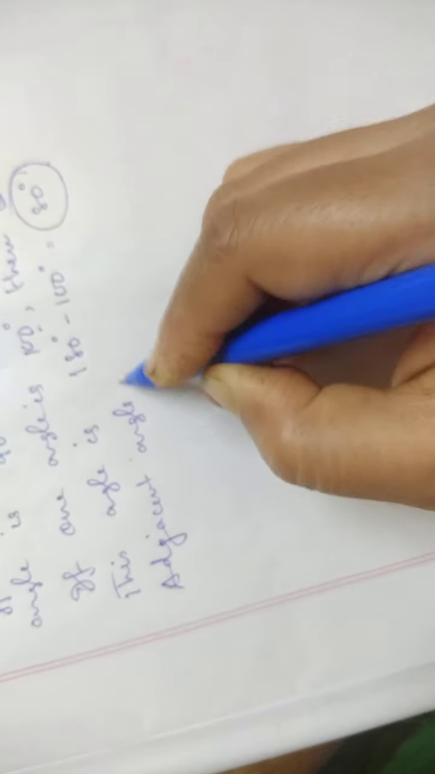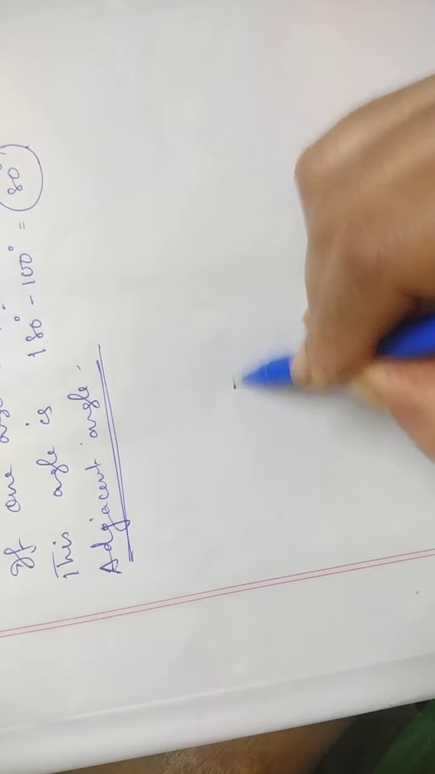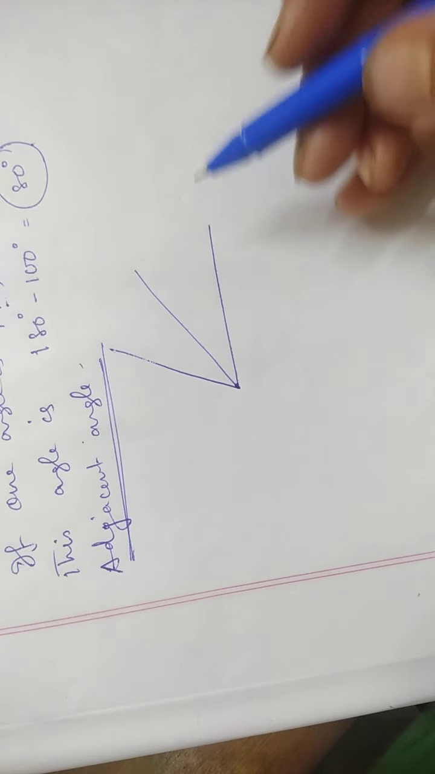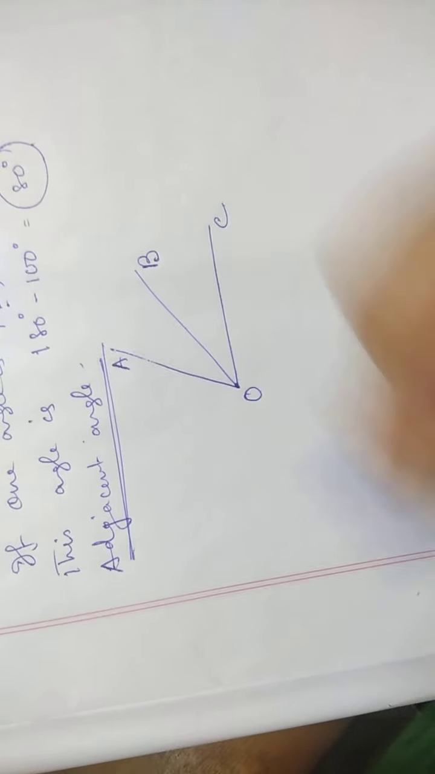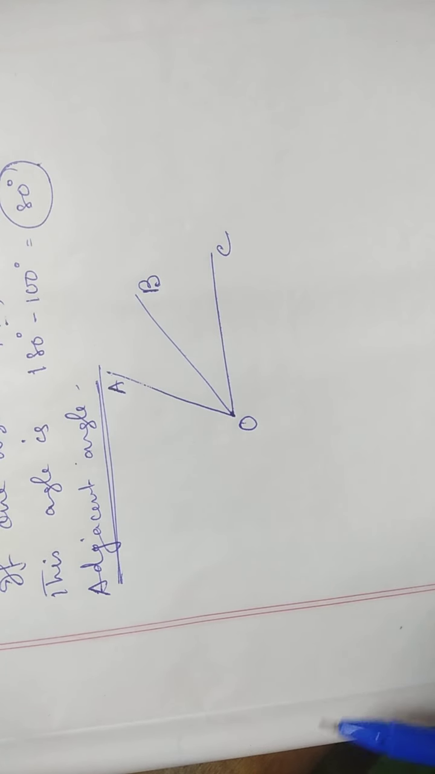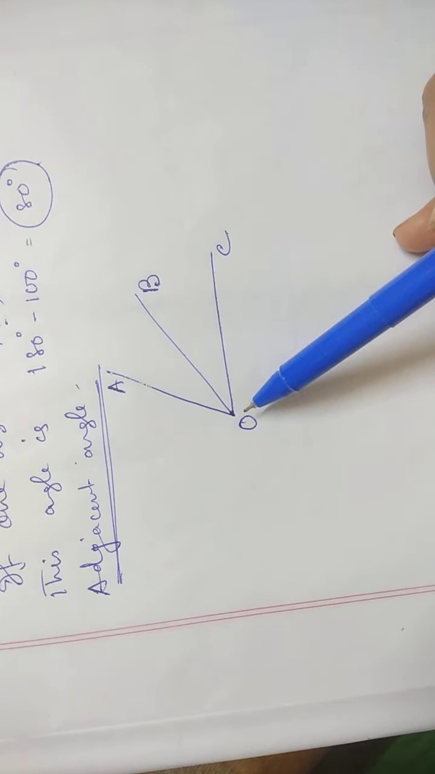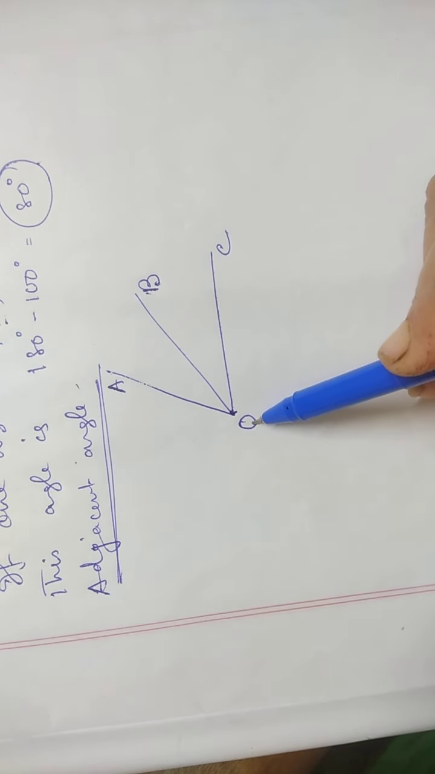Then come to the adjacent angle. Already you did it in class 6. What is adjacent angle? See this one. Adjacent angle is when two angles have a common vertex. There is a common vertex, say A, B, C. This vertex is O. So adjacent angles come in a pair. Always they come in a pair. Okay. So in adjacent angles, there is a common arm. OB is the common arm. Okay. Common vertex is O.